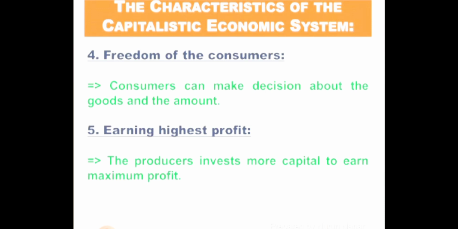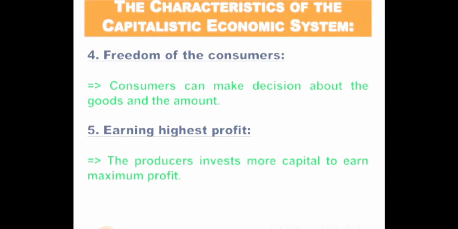Fourth characteristic is freedom of consumers. In the capitalistic economic system, a consumer can make decision about the goods and the amount. That is, which good he wants to buy and what is the amount of goods he wants to buy. This sort of decision can be taken by the individual on their own.